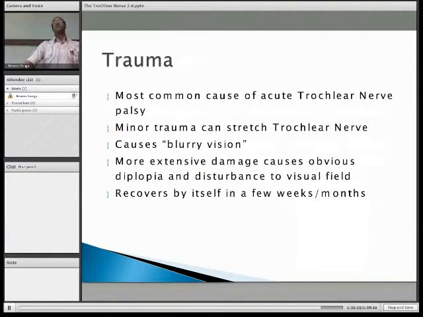Trauma is the most common cause of acute trochlear nerve palsy. Minor trauma can stretch the trochlear nerve, and that can cause blurry vision. More extensive damage will obviously cause more extensive diplopia, more extensive disturbance to the visual field. This tends to recover by itself in a few weeks or months.